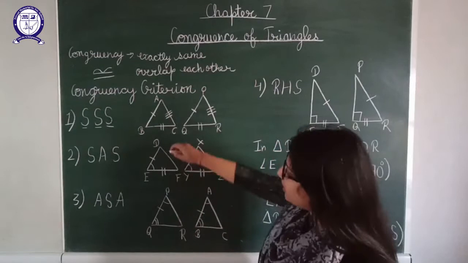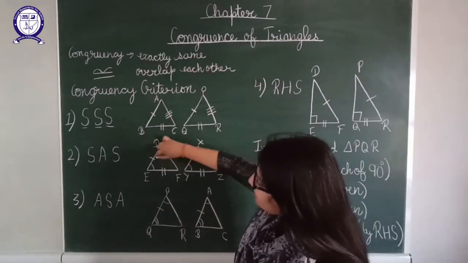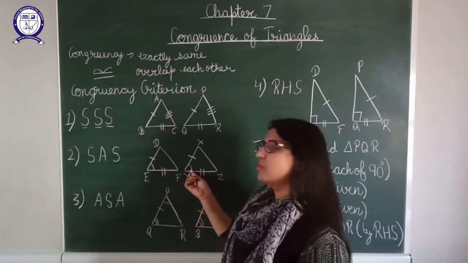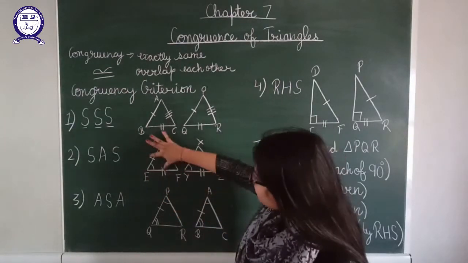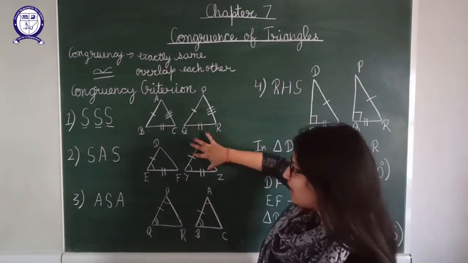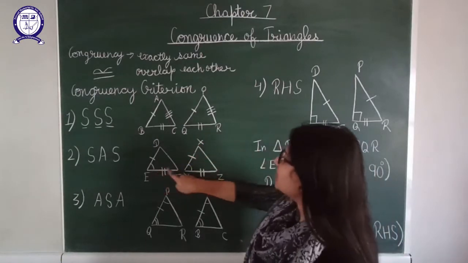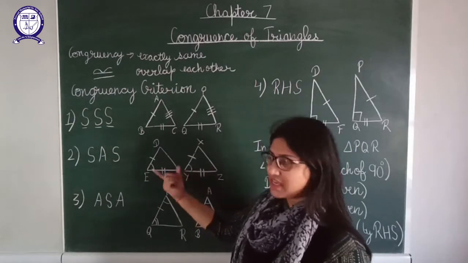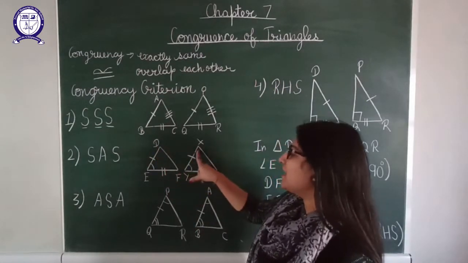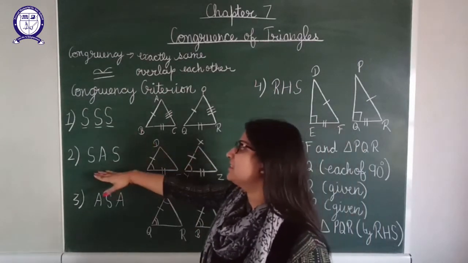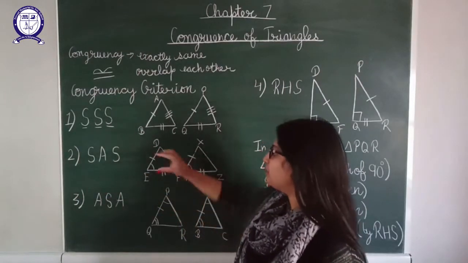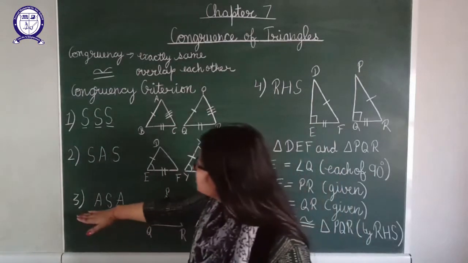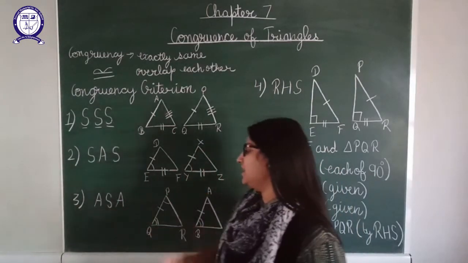And students, you have to take care that when two sides are given, then the angle between them should be equal. As in this, these two sides were equal to these two sides, right? So the angle between them is this one, E, and this one, Y. So these should be equal. If the case were that angle D is equal to angle X, then we can't say that this is SAS criteria. Between the sides, the angle should be there. Clear?